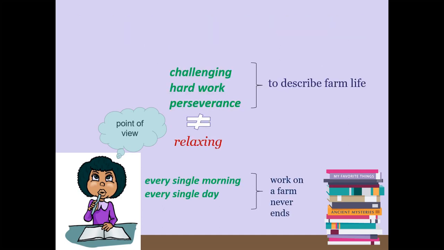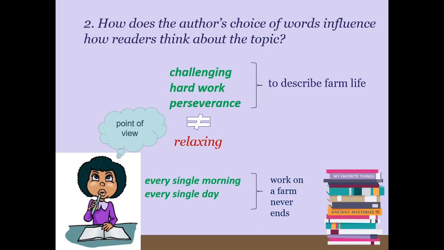And it was, how does the author choose the words that influence how readers think about the topic? In the second sentence, the author uses the words challenging, hard work, perseverance to describe farm life. These words have very different meaning from the word relaxing. This contrast leads readers to understand the farm life is the exact opposite of what they might think.